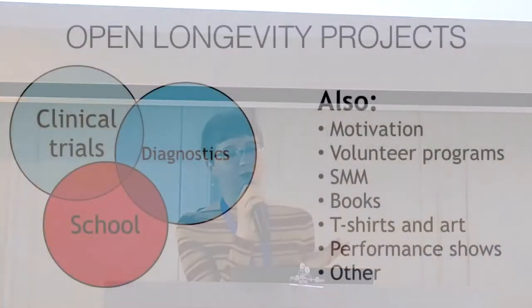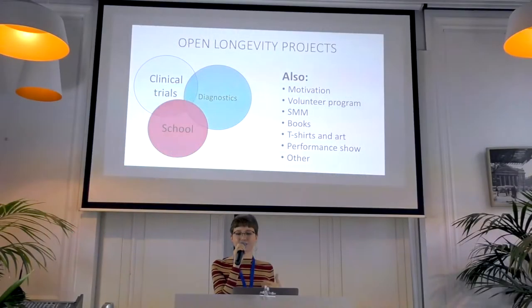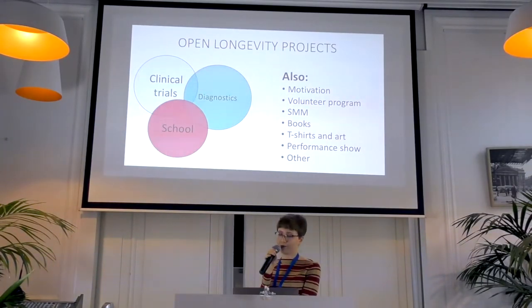We also have several other projects in OPAL Longevity. Clinical trials, diagnostics of aging, and schools are the three most important. We also have a list of others, like motivation, which of course is very important, a volunteer program, SMM, and so on and so forth. But I will focus on the first three.